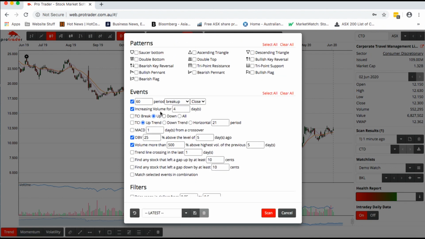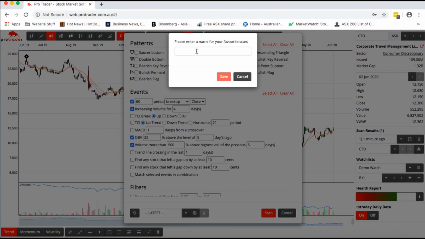In order to create a favorite scan, once you have found what you like, so for instance, let's say that one before that we called the breakup scan, I'm just going to go down here to save as the icon, the disk icon, click that, give it a name.